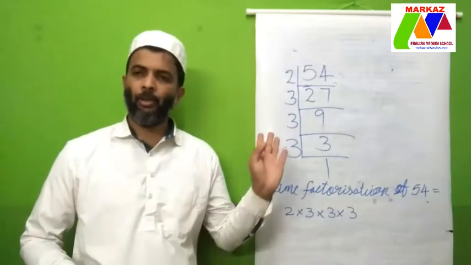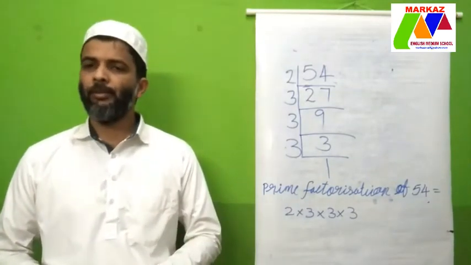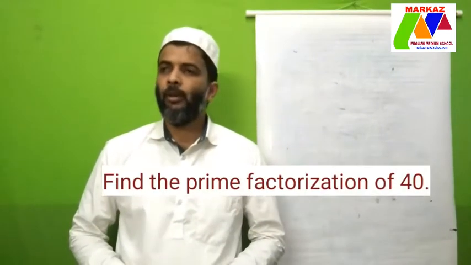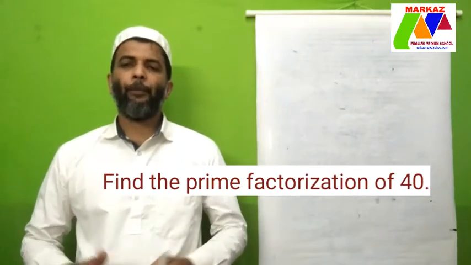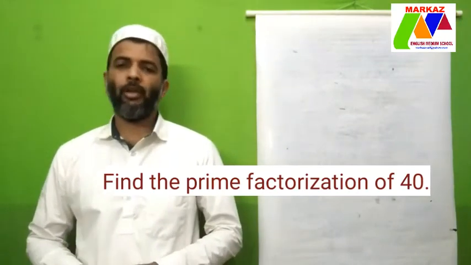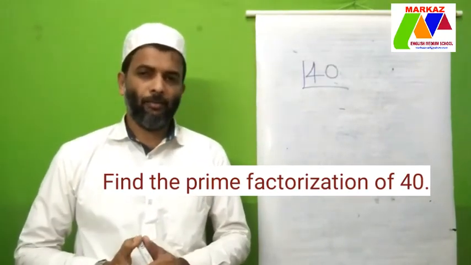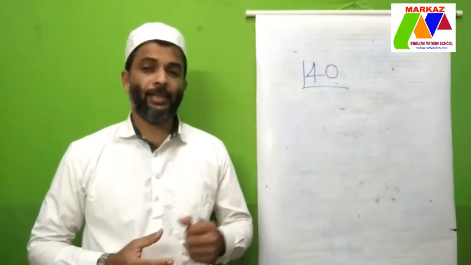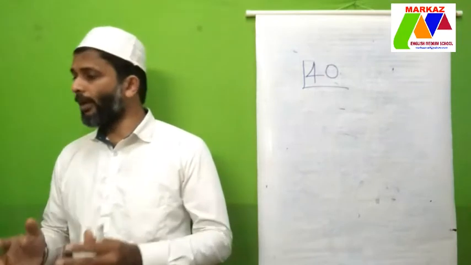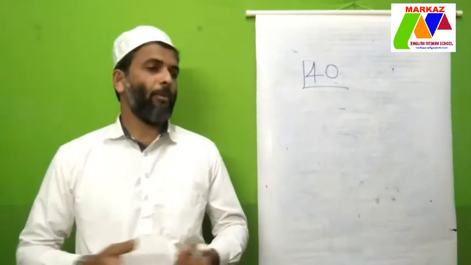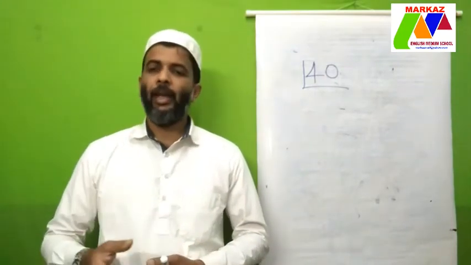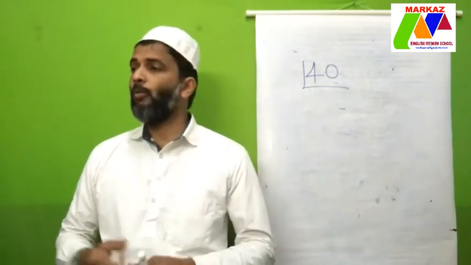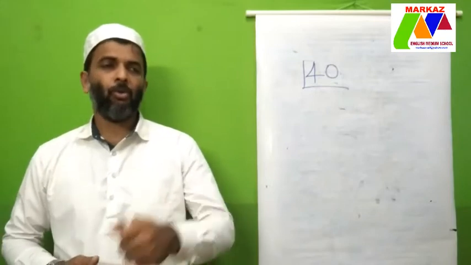Pause the video and write down the factorization division method. One more example. Write down, find the prime factorization of 40. How do we start? We will find the smallest prime number which exactly divides 40 without any remainder. As we can see, 40 is an even number, so we can start division by 2.